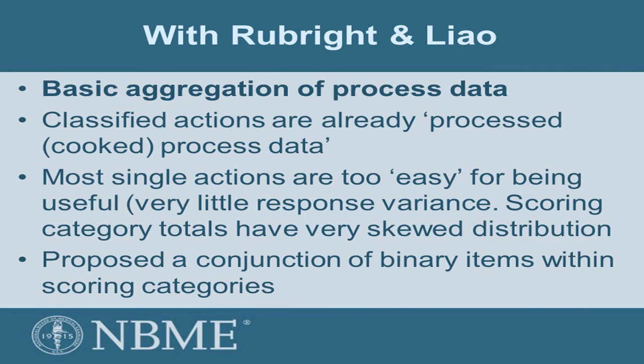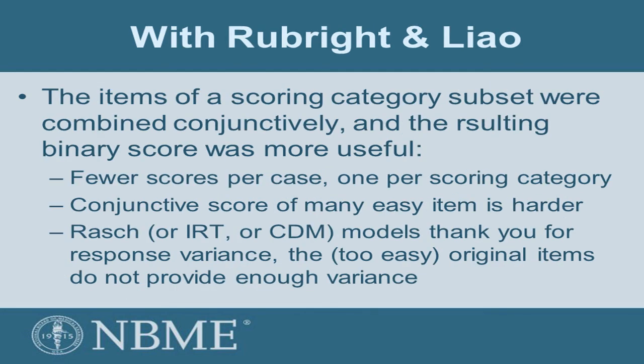We just did a basic aggregation of data, and we were already pretty successful. We essentially just said, well, all these items are way too easy for this very selective sample. We just produce a conjunctive scoring rule based on this highly aggregated process data and look at whether this aggregated scoring rule actually gives us a better solution. And it turned out that this binary score indeed was much more useful. We had fewer scores per case. We had more scoring variants.